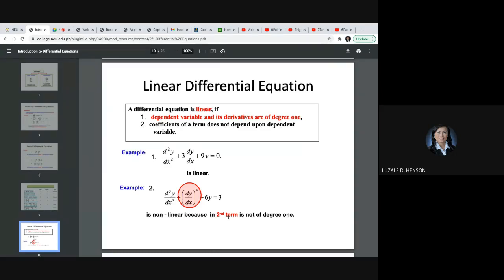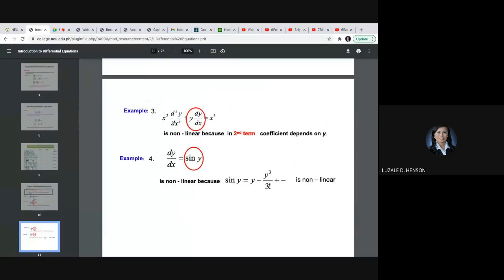Okay? Not linear. Now, number 3, you look at the first term. We have a derivative of order 2 and degree 1. So it satisfies condition 1. Condition 2, there's no y variable as a coefficient. Okay. Term number 2, the order is of 1 and the degree is 1. So it satisfies condition 1. However, we have a y variable as a coefficient. Therefore, this is non-linear. Okay, class? Non-linear.